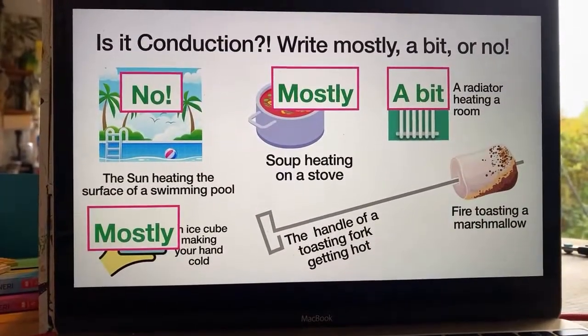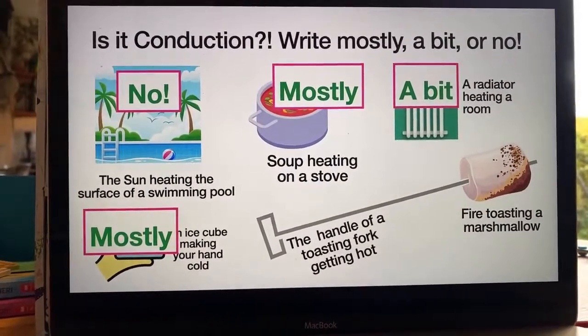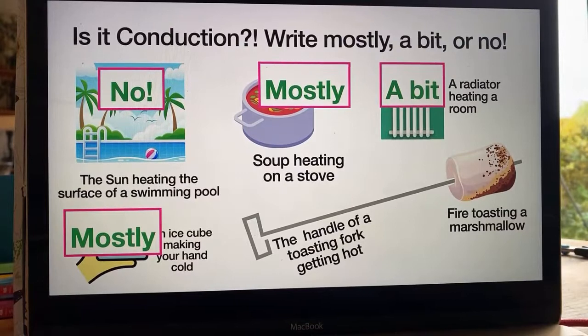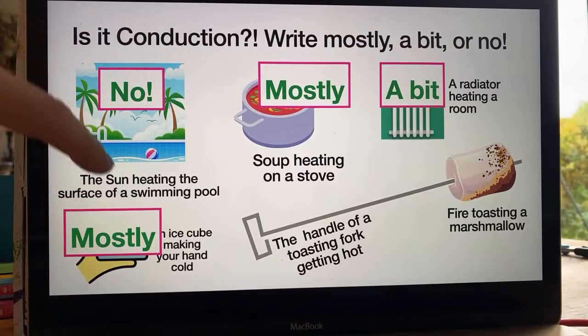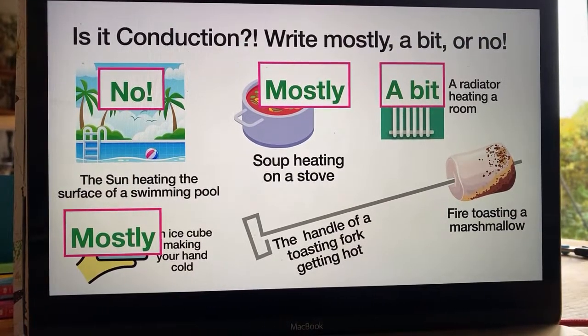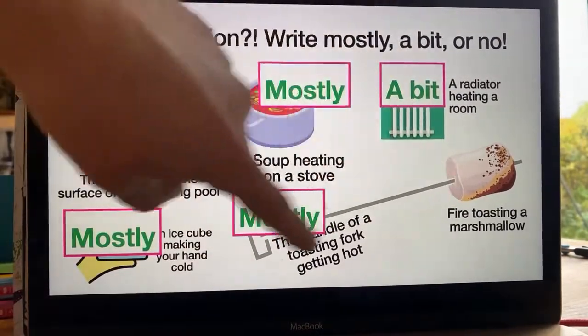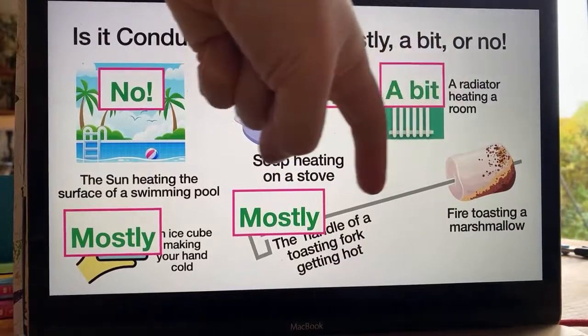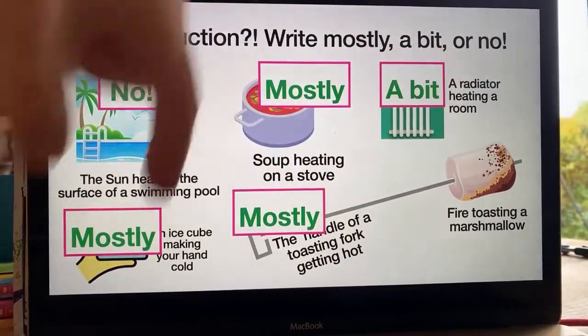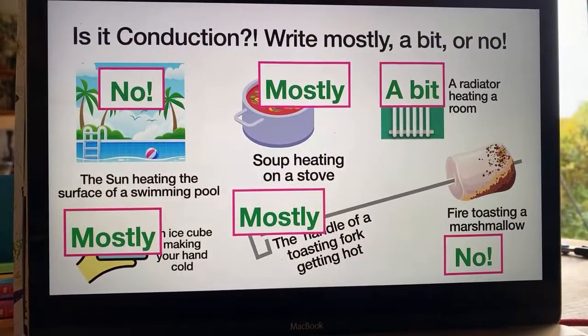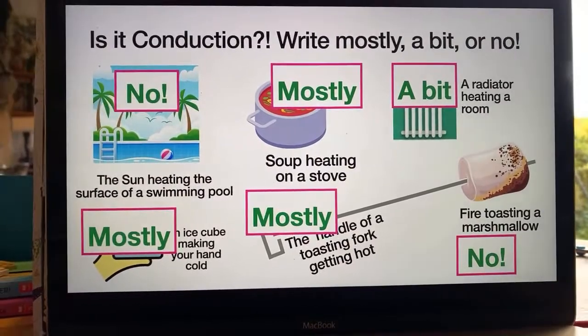An ice cube making your hand chilly? Yeah, that's just a more extreme version of the metal spoon. There's a bigger temperature difference between the ice cube and your hand, so heat would shift more quickly, but yeah, that is conduction. The handle of a toasting fork getting hot, yeah, that's conduction, isn't it? Again, it's just like the spoon, these metal particles bumping into each other, free electrons shifting the heat. But the fire toasting, no, that's not, because that's heat travelling through the air from the fire to the marshmallow.